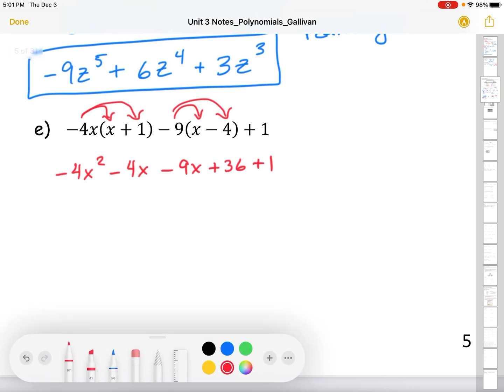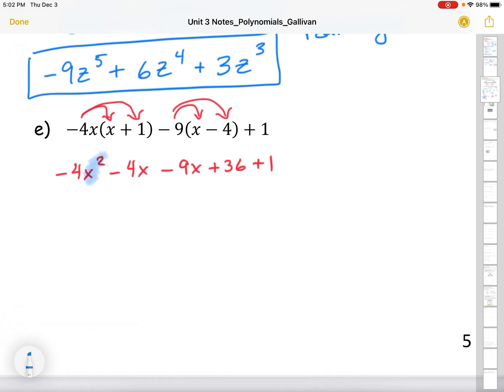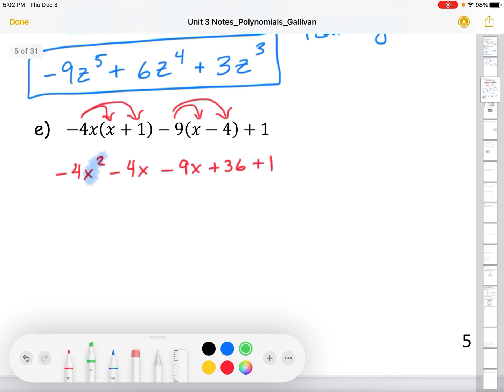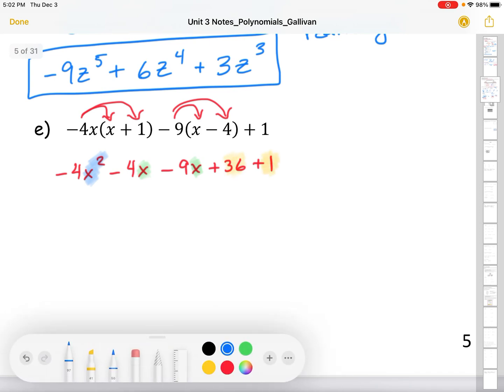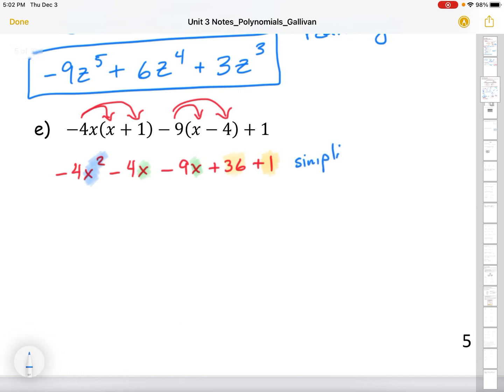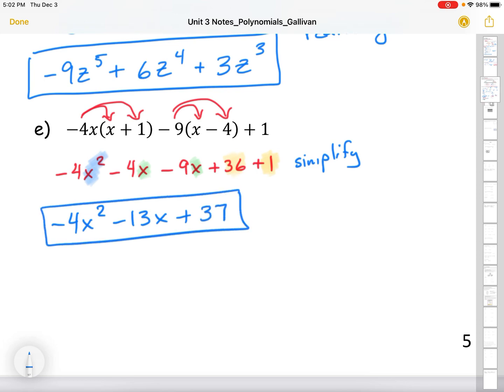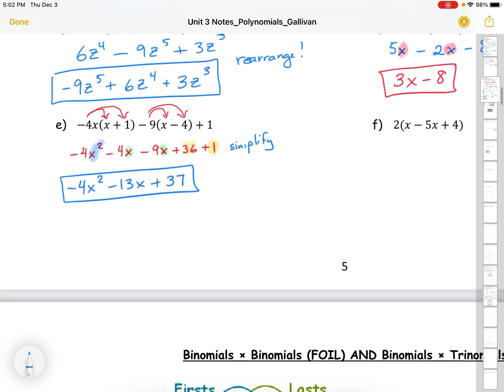Now let's simplify, right? We want to simplify by combining the like terms. I have an x squared there. It's the only one. And then I have an x and an x, so I can combine those. And then I also have these two constants. So we always want to make sure that we can simplify, right? So negative 4x squared, it's the only one. But I have negative 4x and negative 9x, so that's negative 13x. And then I have 36 and 1, so plus 37. And that would be my simplified expression. Okay?